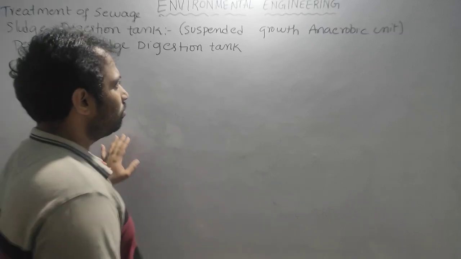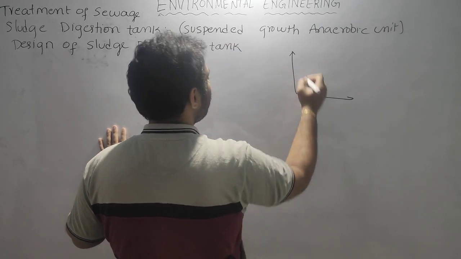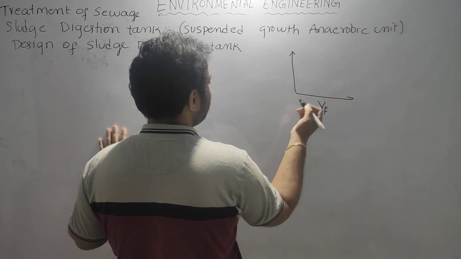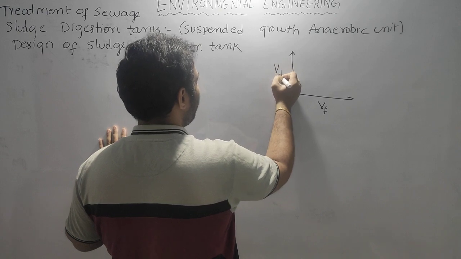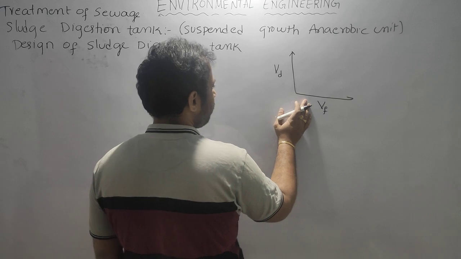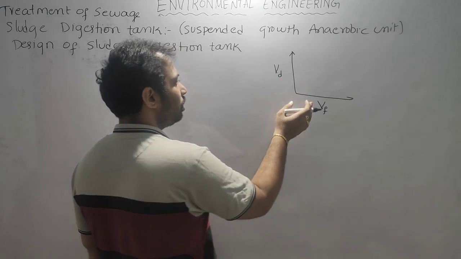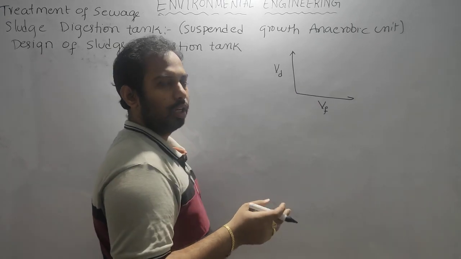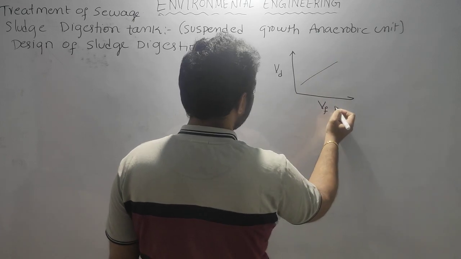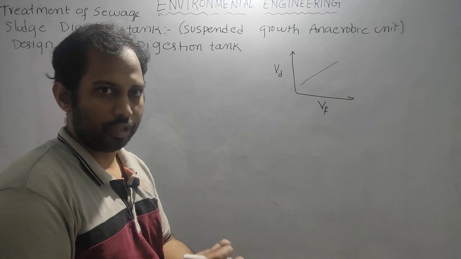If you look at the graph, let us take the fresh sludge on the x-axis and digested sludge on the y-axis. If the incoming fresh sludge and outgoing digested sludge vary linearly like this, then if more fresh sludge is coming, more digested sludge is also being removed. Linear means they should be proportional.